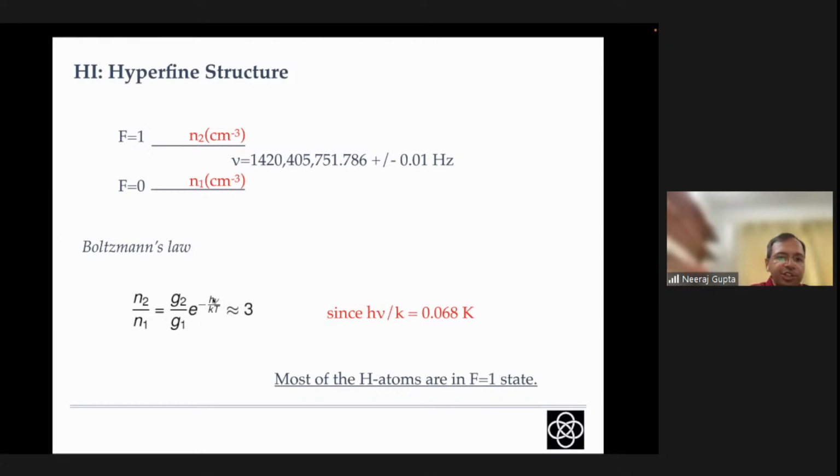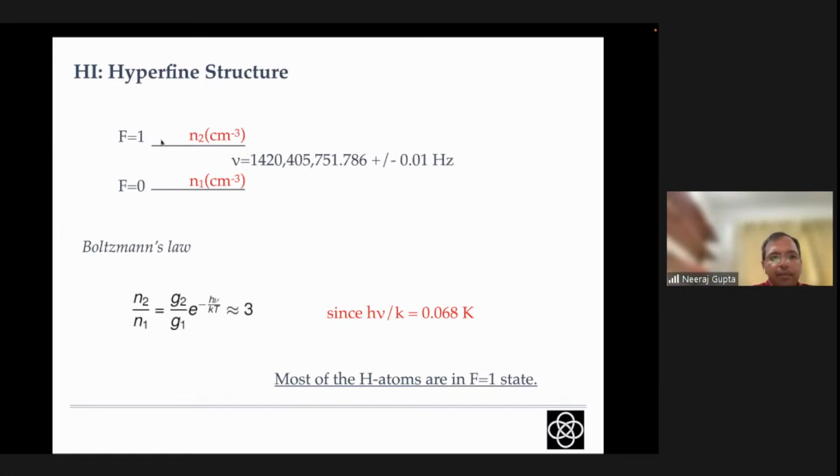So if we put h nu by k here of 0.068 Kelvin and typical temperatures of, let's say, 100 Kelvin that we see, then this quantity is just reduced to the statistical weight that we see here, right? Because we can approximate it by 1 minus h nu by kT, and h nu by kT being very small, this is then just simply g2 by g1.